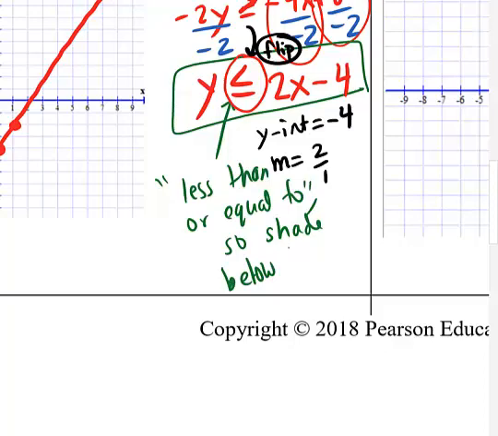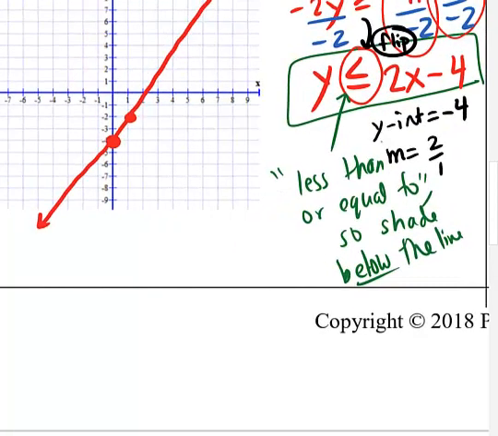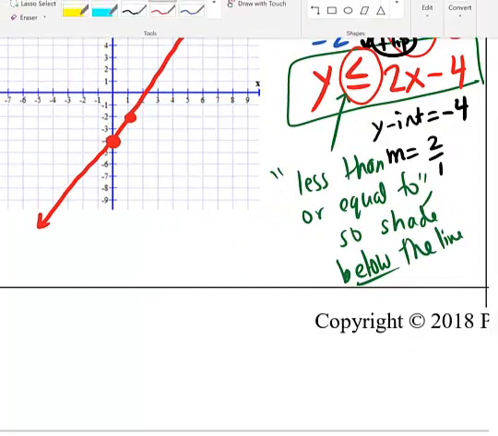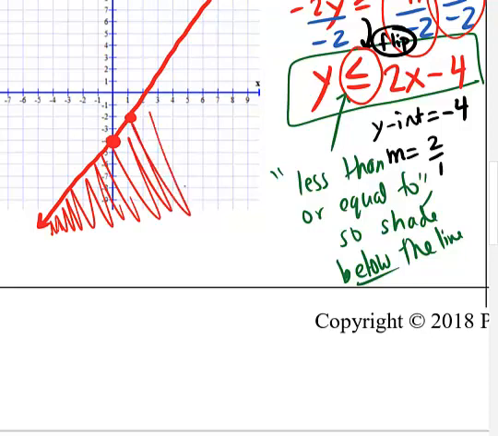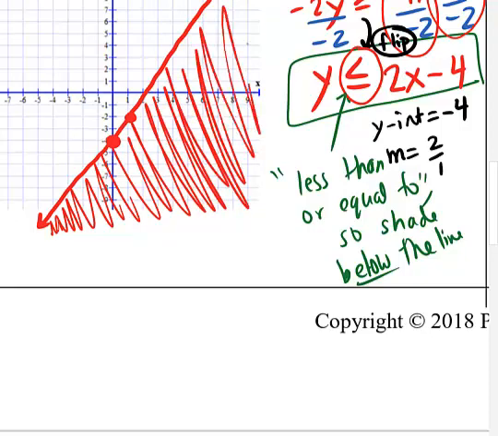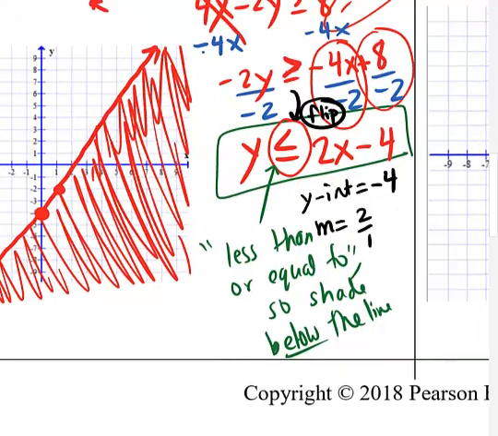Below the line. Alright, so I want everything on that line, which I've already plotted. But then I want to shade everything below, so you just color it in, as best you can. It doesn't have to be perfect. Just something like this. There we go. And that's the idea.